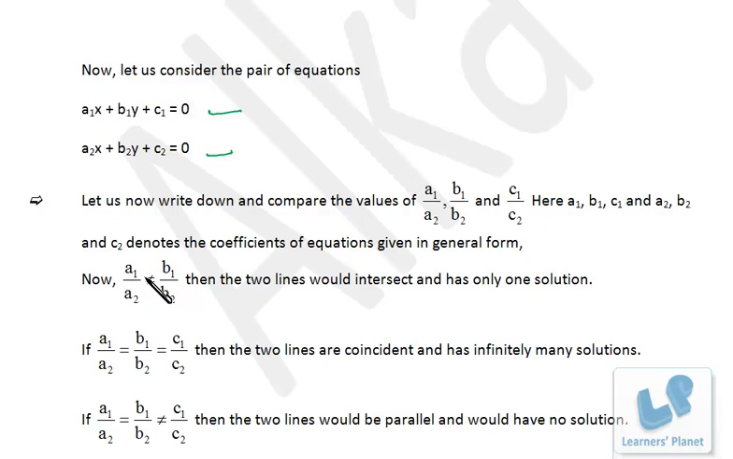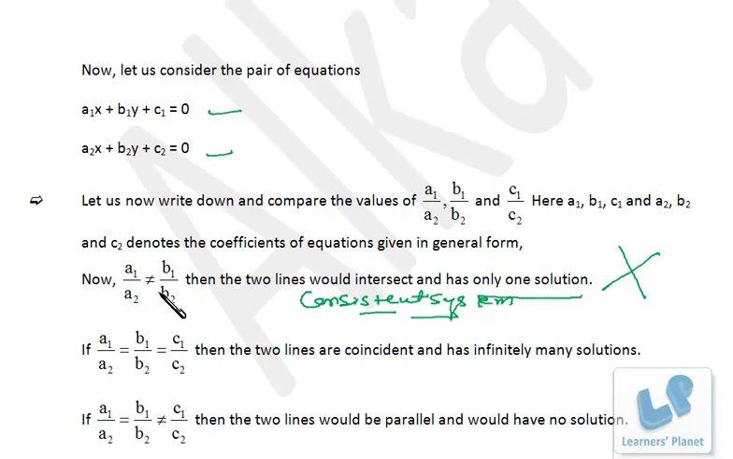Here, if a1 by a2 is not equal to b1 by b2, that means if we divide the coefficient of x from this equation by this equation, that's a1 by a2, and it is not equal to b1 by b2, then the lines will have one solution. This is the condition, or we can say this is a consistent system. So the two lines will intersect each other at a unique point.